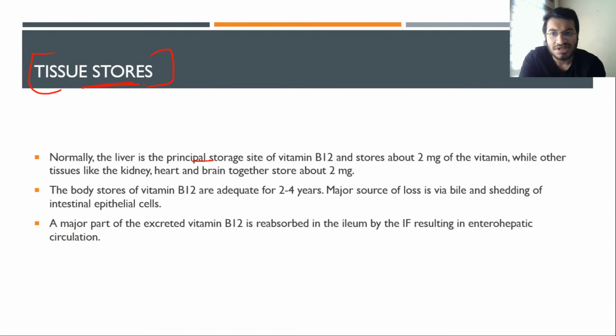circulation. So tissue stores की अगर मैं बात करूँ, normally the liver is the principal storage site of the vitamin B12 and stores about 2 mg of the vitamin, while other tissues like the kidney, heart and brain, they together store 2 mg. The body stores of vitamin B12 are adequate for 2 to 4 years, and major source of loss is via bile and shedding through the intestinal epithelial cells, and a major part of the excreted vitamin B12 is reabsorbed in the ileum by the IF, resulting into the enterohepatic circulation.